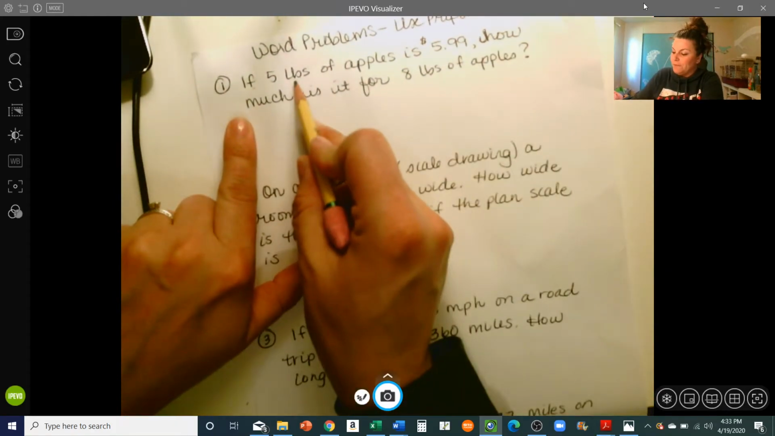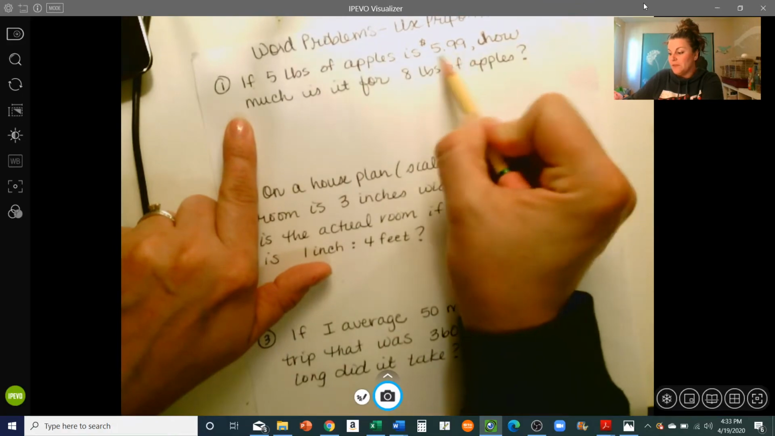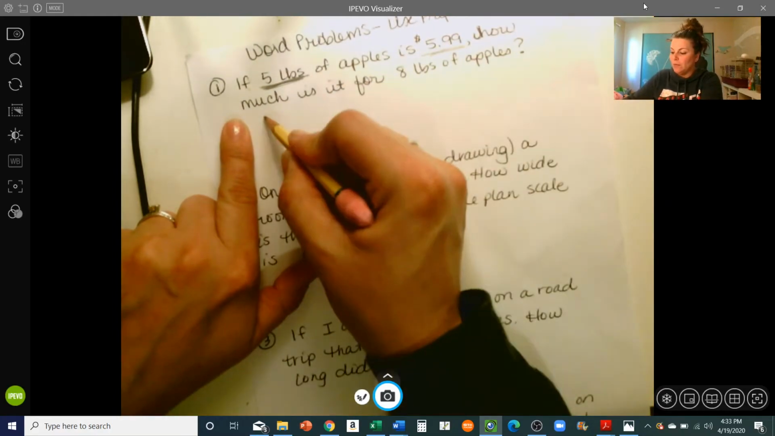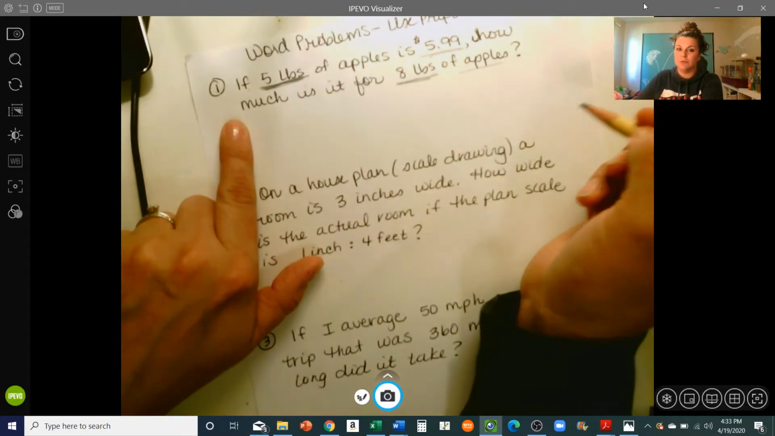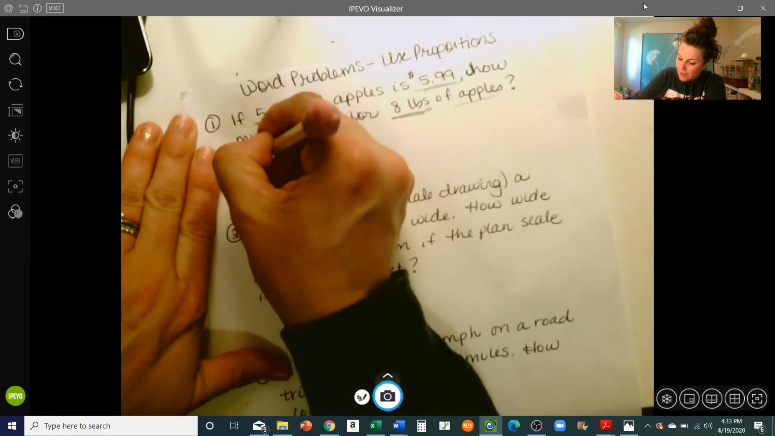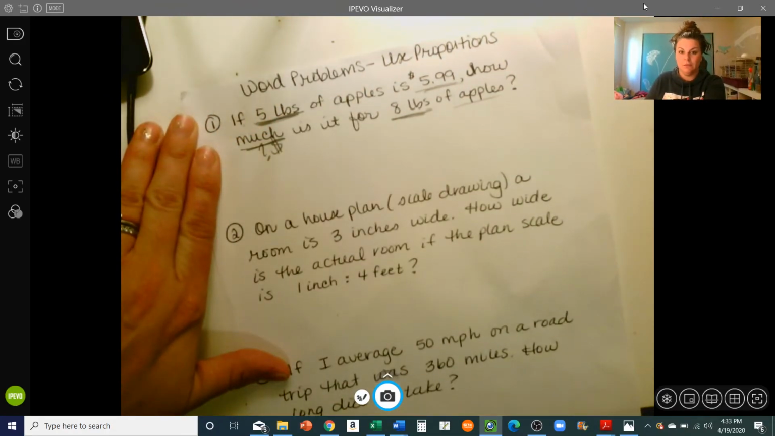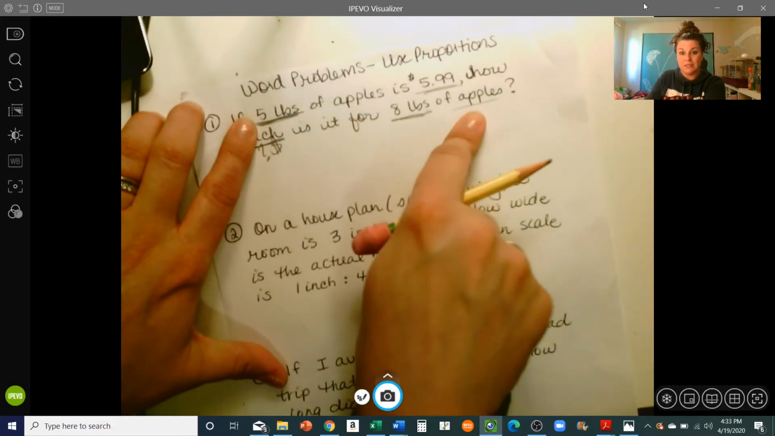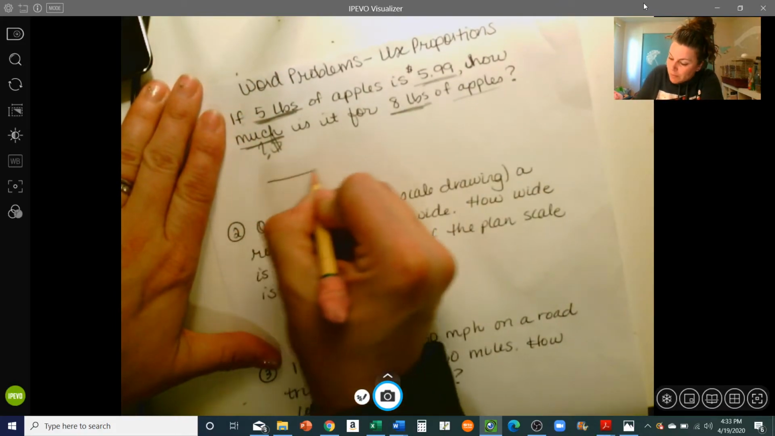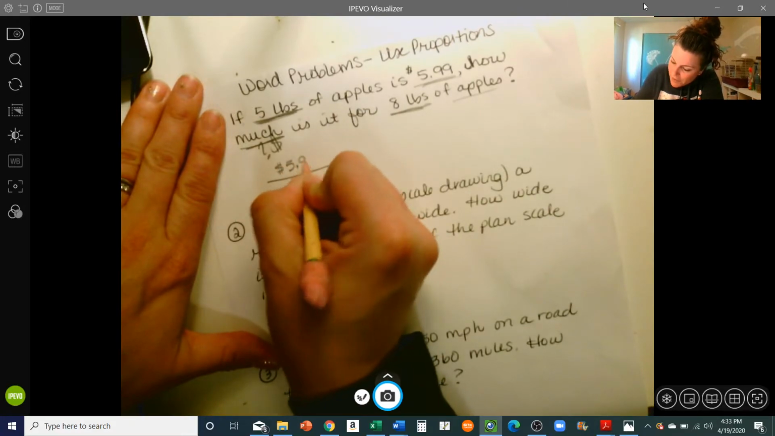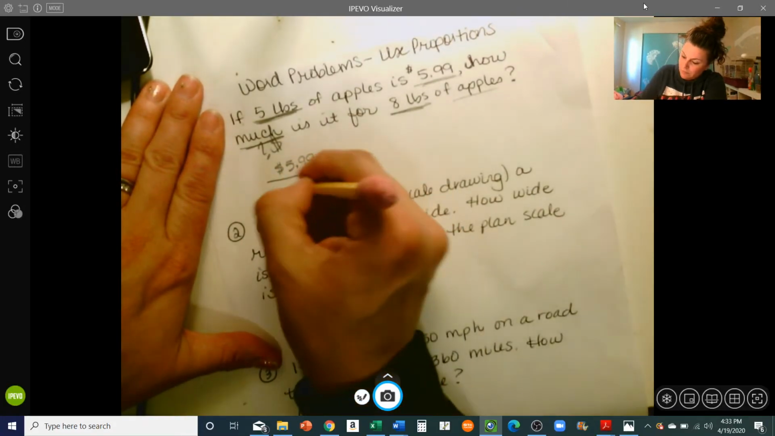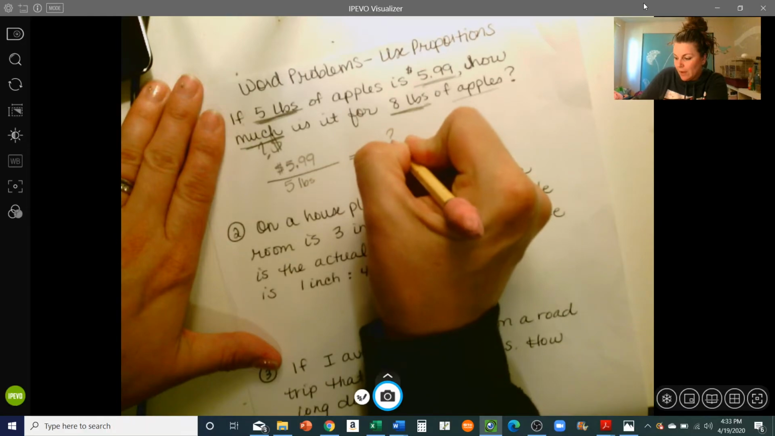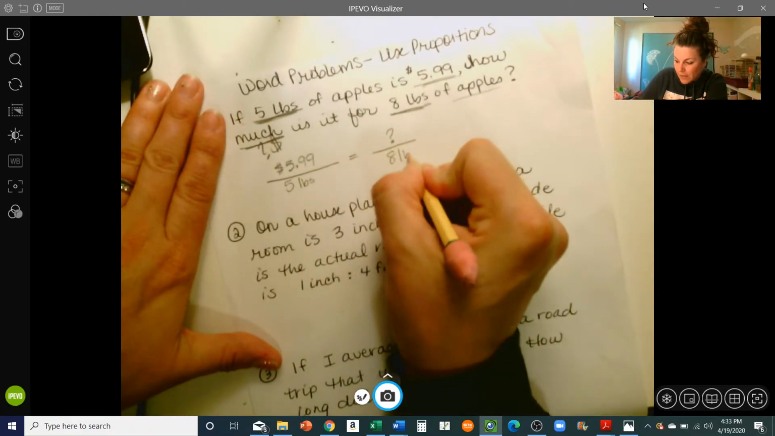Okay, so if 5 pounds of apples is $5.99, okay, pounds and dollars, how much is it for 8 pounds of apples? So they're asking how much money, okay, my smaller amount is when I buy 5 pounds, because 5 pounds of apples is less than 8 pounds of apples. So I'm going to put my dollar amount on top. It's $5.99 for 5 pounds of apples. And I want to know how much is it for 8 pounds of apples.